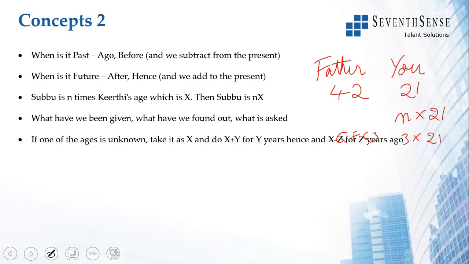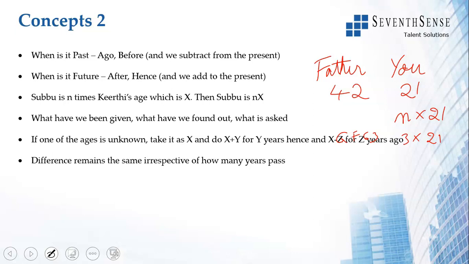If one of the ages is unknown, you will take it as x, right? So if you don't know Ramesh's age, you will take it as x. Y years from now means y years in the future, which means y years have passed. So Ramesh, whose age is x now, will be x plus y years old. And y years ago, he would have been x minus y. Or z years ago, it would be x minus z.